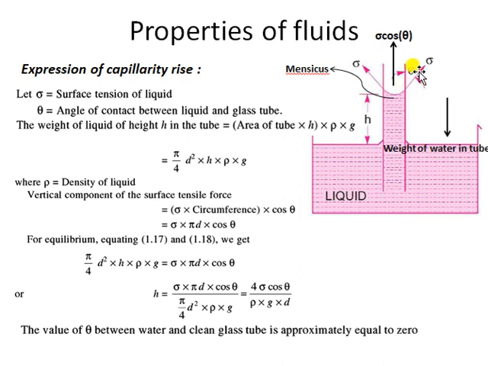So this surface tension can have two components, sigma cos theta and sigma sin theta. In the vertical direction it will be sigma cos theta, and in the horizontal direction it will be sigma sin theta. I hope you can easily make the components, right? So this will be sigma cos theta over here. And whatever the amount of fluid that rises in this tube, its weight will be acting downward, the weight of the water in the tube. So sigma cos theta is a force acting upwards, and the weight of the water in the tube is acting downwards.